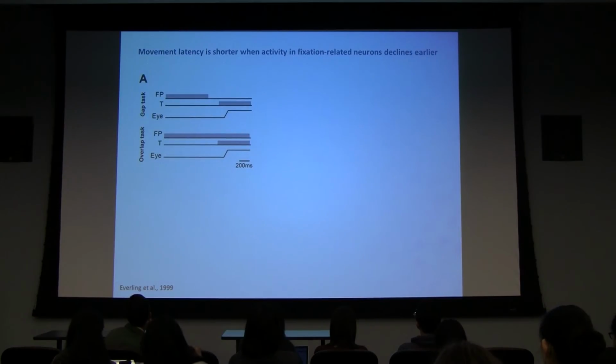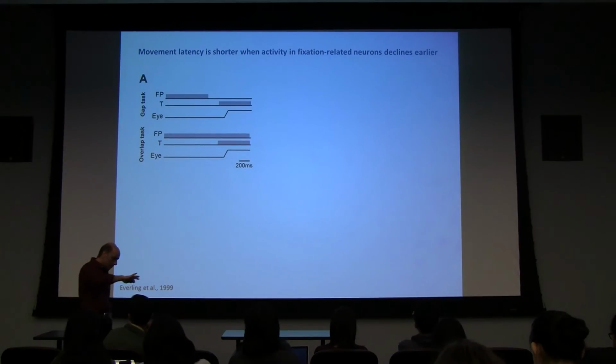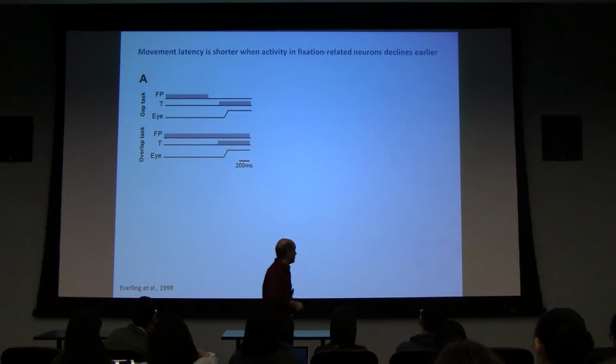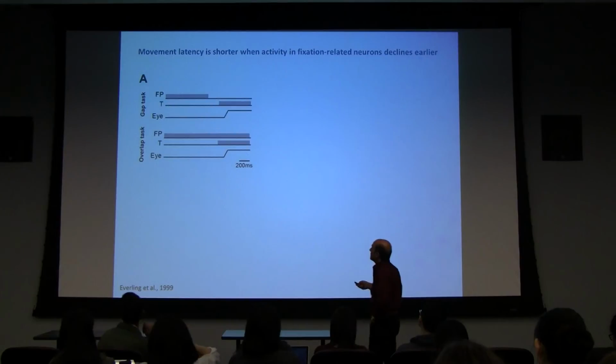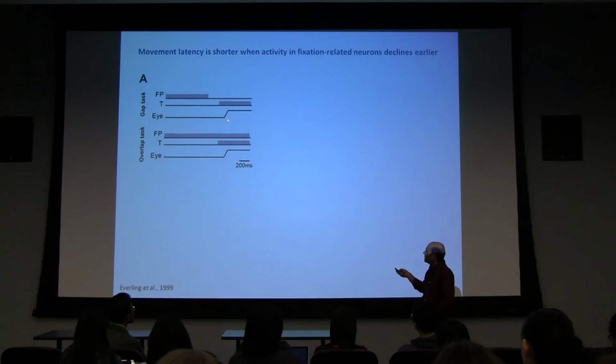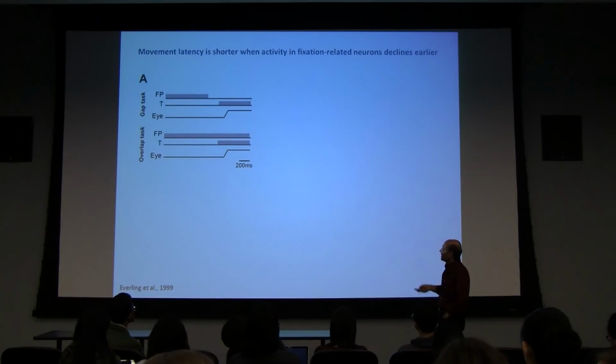Okay, so let's get closer to this concept of latency and the rate at which these things are falling and rising. Let me give you another example of this process. So here what we have is what's called a gap task. There's a fixation point, it goes away, there's nothing on the screen, and a target appears, and then you move your eye. Then there's this overlap task where the fixation point is on the screen, the target appears, and then the fixation doesn't go away, and then you make a saccade.